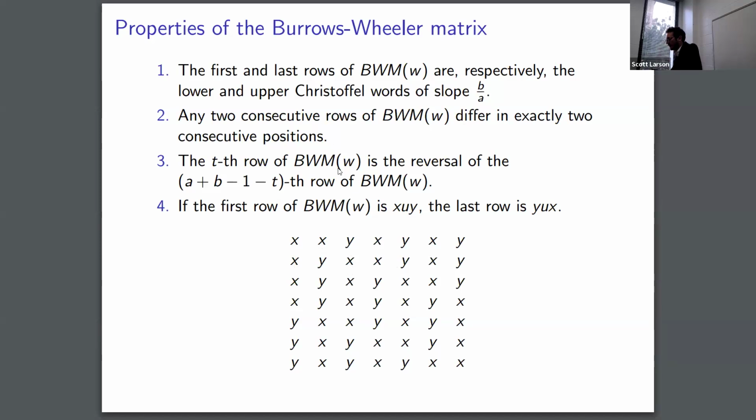The tth row of the matrix is a reversal of the (a plus b minus 1 minus t)th row. So you just take the first row and the last row. In this case, it would be the second and the second to last row. Sorry, not conjugate, reversals of one another. If you want, you can see that holds for all the pairs we have. And our last property is if you have the first row in this form, x, u, y, so you just sort of lop off the x, lop off the y, you got the u in the middle. The last row is y, u, x, so you just swap that x and the y at the end.